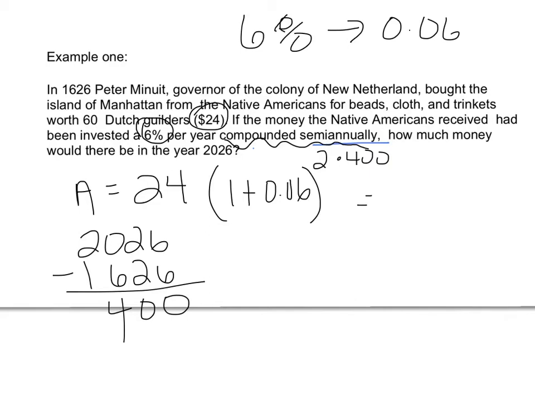So again, just simplify your formula. So that way it says 24 times 1.06 to the 800th power. You know to then take 1.06 and raise it to that exponent, find out that answer, and then multiply it by how much it costs.